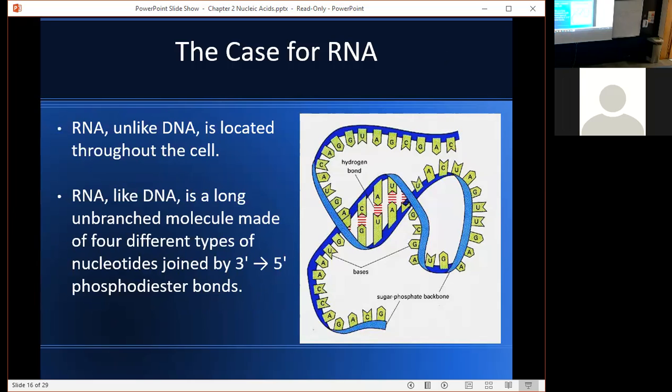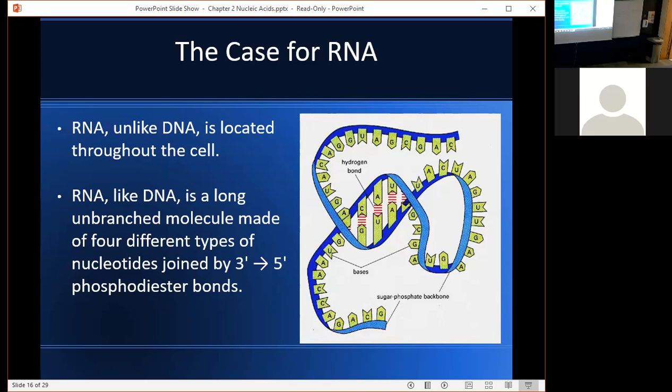One candidate for that intermediate is RNA. Even back then, we knew that RNA is found all throughout the cell. It isn't just in the nucleus the way that DNA is. The structure of RNA is similar to DNA in certain respects, dissimilar in others. Similarities: RNA, like DNA, is a long unbranched molecule made of 4 different types of nucleotides.